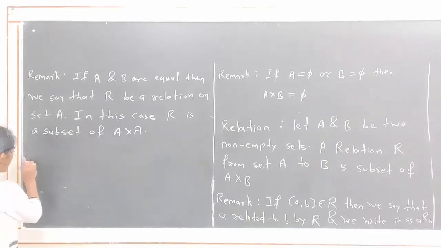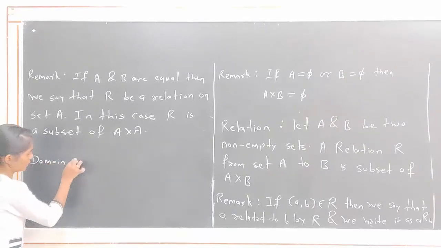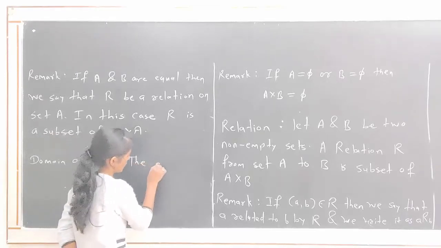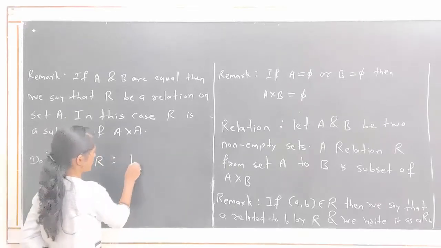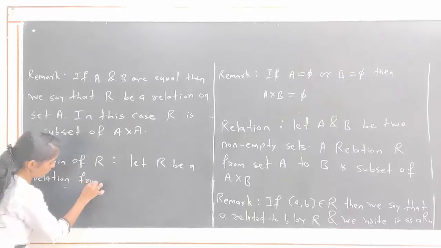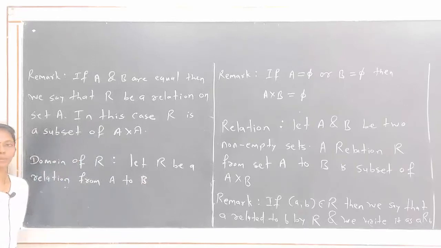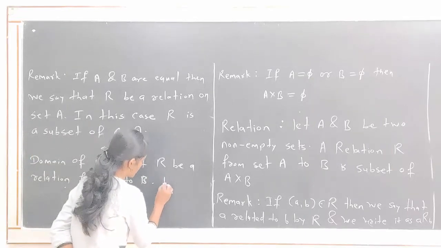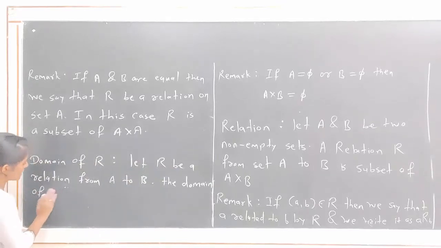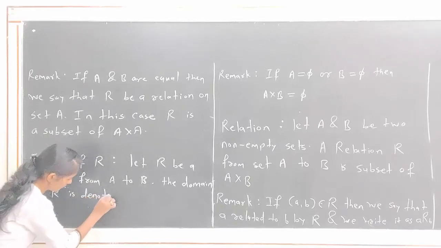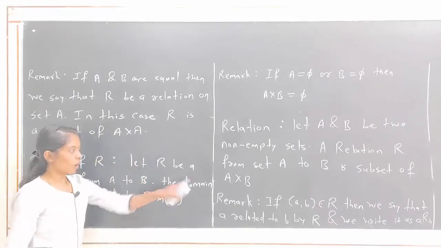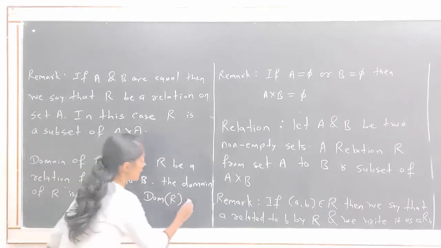Now, next definition of domain and range. So, first we see domain of relation R. First of all, let R be a relation from set A to B. The domain of relation R is denoted by DOM of R.